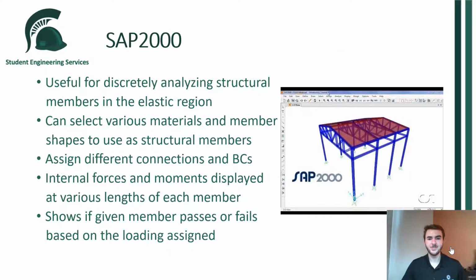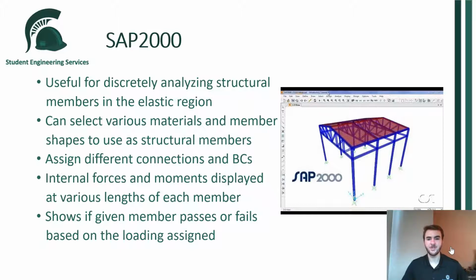Once the structural design of the building was approved, SAP 2000 was chosen as the modeling program for this structure. And this program is useful because you can discretely analyze different structural members in the building in the elastic region, and most structures never want to experience forces that lead to it not being in the elastic region, so it serves its purpose. And through this program, you can select various materials and member shapes through a preloaded database, or you can design your own based on the materials and shapes that will be used in the final construction.